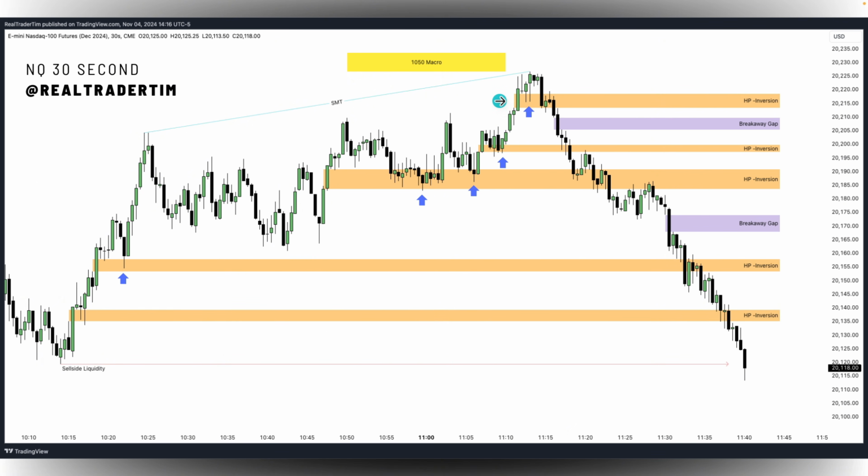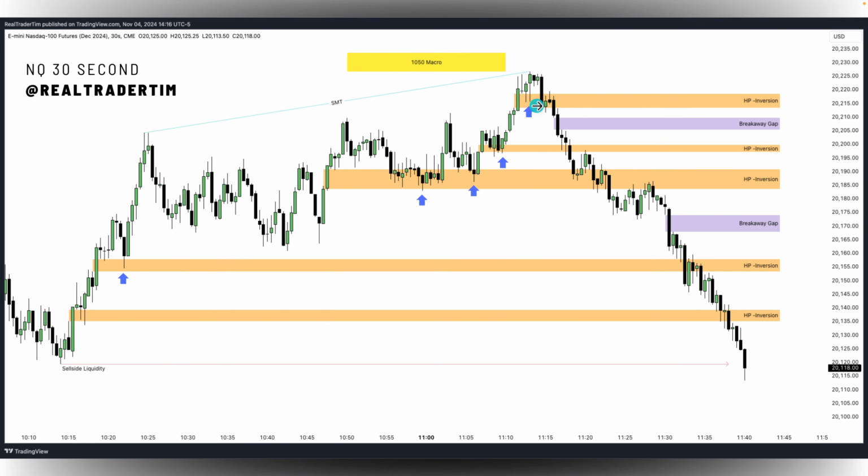So as you can see here, we have this upper BISI that was utilized to send us higher, hold the SMT. So even though it's a small push here, it still ran the swing high, and its initial state of delivery was bullish delivery. Once we close below it, come back up into it, we can utilize that to go short.